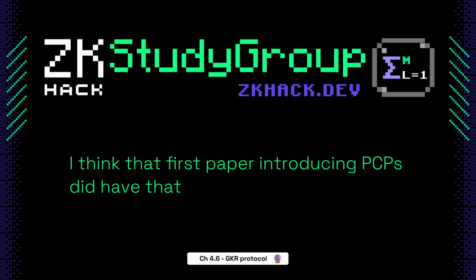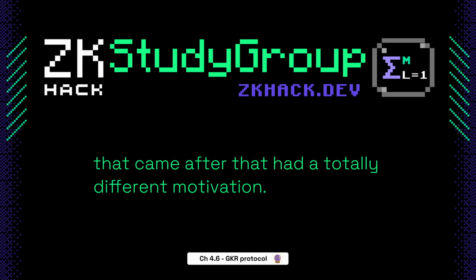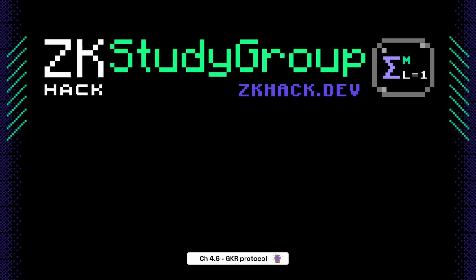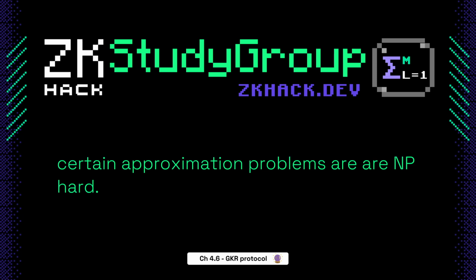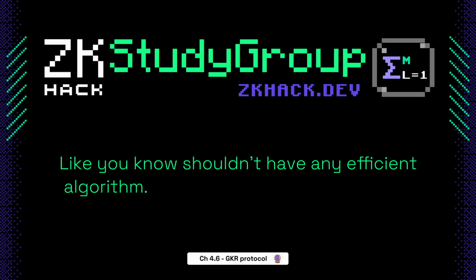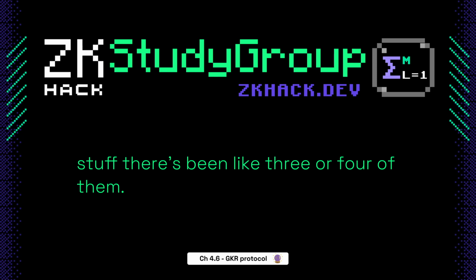I think that first paper introducing PCPs did have that explicit motivation. And then everything else on PCPs that came after that had a totally different motivation, in terms of things like proving that certain approximation problems are NP-hard, that they shouldn't have any efficient algorithm. So the motivations for people studying this stuff, there's been like 3 or 4 of them.